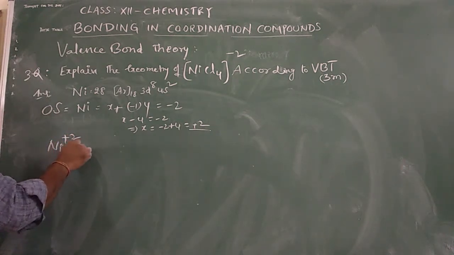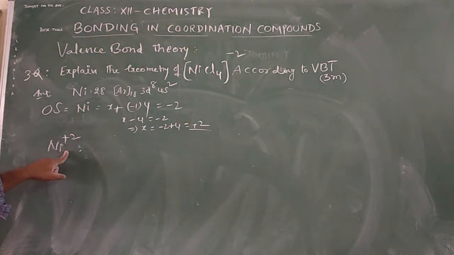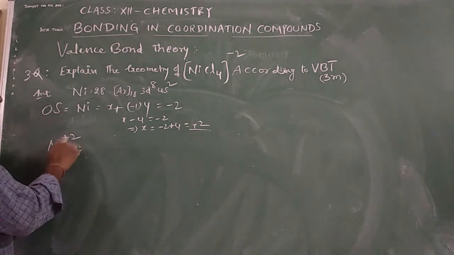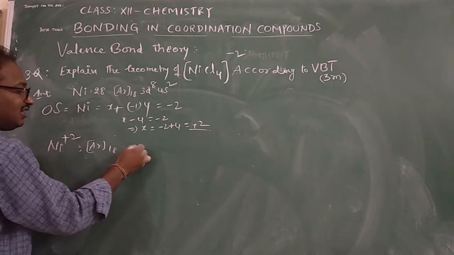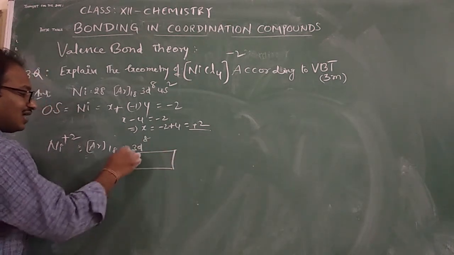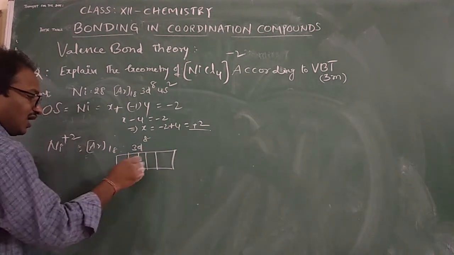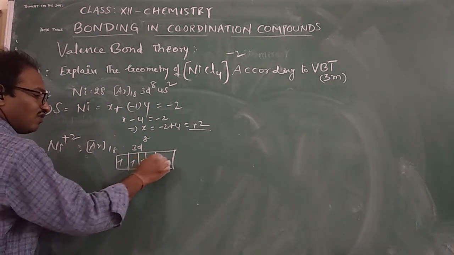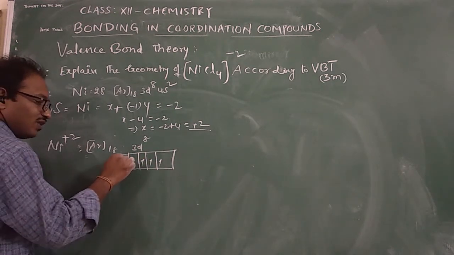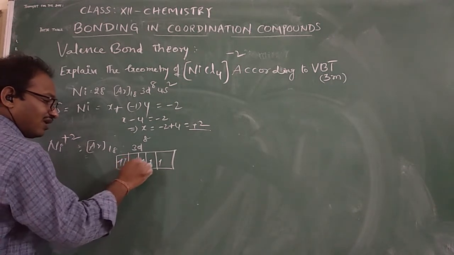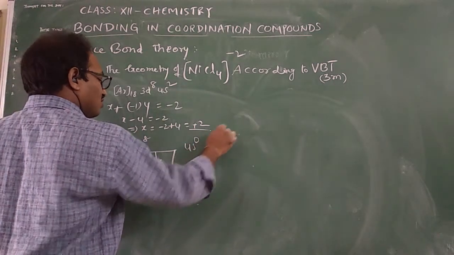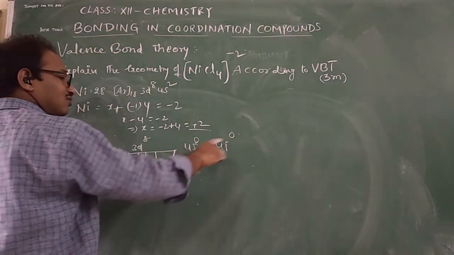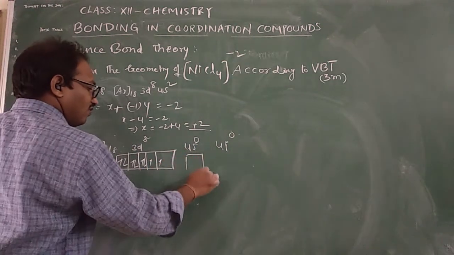According to valence bond theory, nickel has to provide the required number of vacant orbitals. So in Ni2+, after losing the 2 electrons, I write the electronic configuration: argon 18, 3d8. How can I write the 3d8 electrons? 1, 2, 3, 4, 5. I'm following Hund's rule of multiplicity. 6, 7, 8. Right? 3d, and 4s 0 is also there, 4p 0 is also there. 4s 0 means no electron in s, no electron in p.